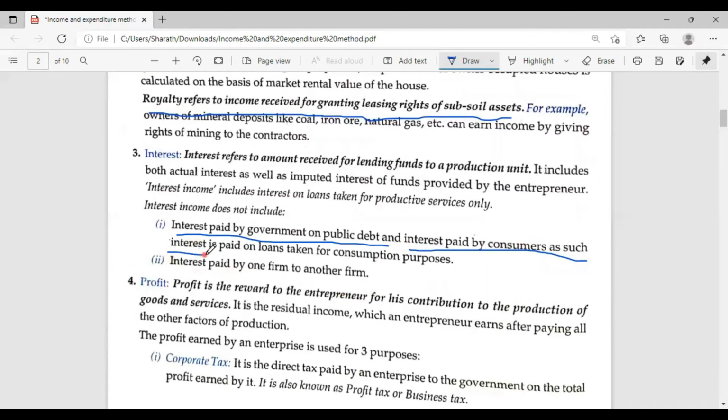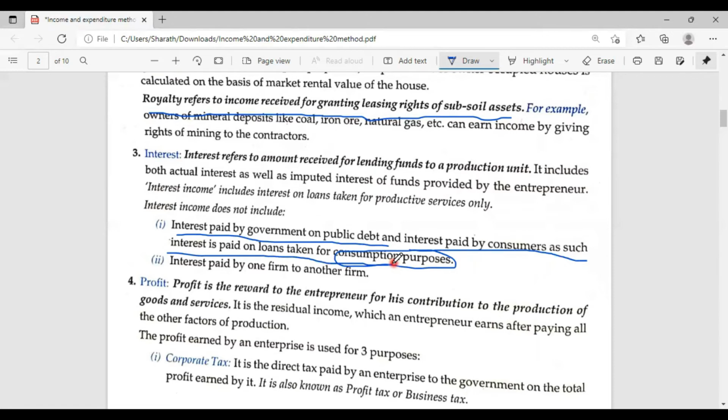That means if either the government or a common man borrows something, the interest paid for that borrowing cannot be considered part of national income. The reason is that we assume whatever they borrow is for consumption purposes, not for productive activity.